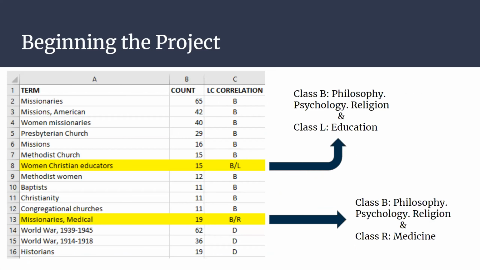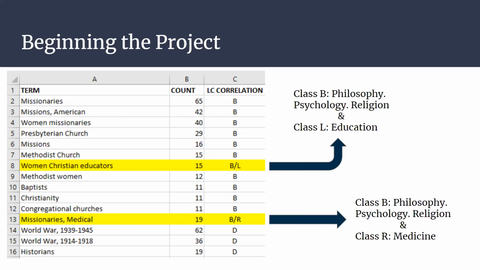Here you can see an example of where I assigned some main class call letters to a few of these topics. From there, I created separate sheets for each call letter and added terms relating to those letters to each sheet. Terms like women Christian educators, which I classified as belonging to B, philosophy, psychology, religion, and L, education, were added to both the B sheet and L sheet.